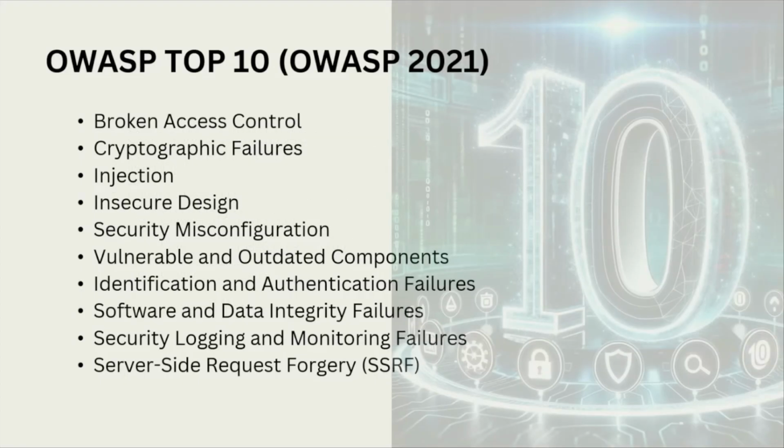These are the Top 10 in the 2021 version. First one is broken access control. Second, cryptographic failures. Third, injection. Fourth, insecure design. Fifth, security misconfiguration. Sixth, vulnerable and outdated components. Seventh, identification and authentication failures. Eighth, software and data integrity failures. Ninth, security logging and monitoring failures. And the last, tenth, server-side request forgery.